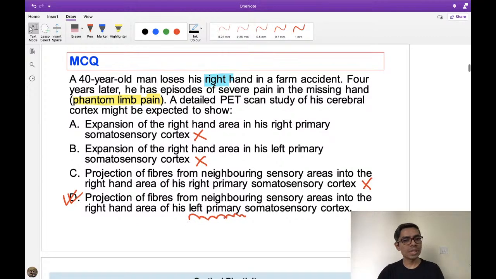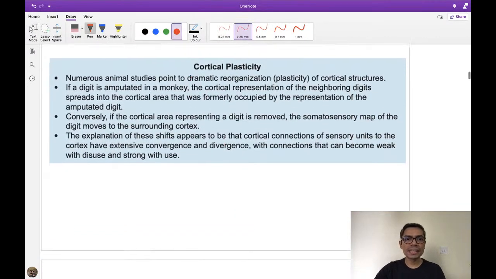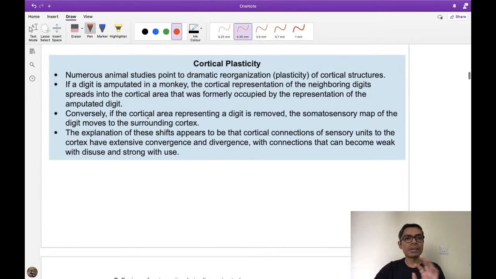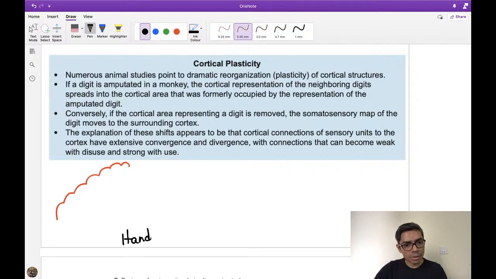So what happens? Two things I have to remember. Everything is written here, I have taken it from my book, but try to understand. Suppose this is the somatosensory cortex in this person, and this is the hand. From this hand the fibers are coming, and suppose this is the area of the hand in the cortex. This is the area which is perceiving the sensation.